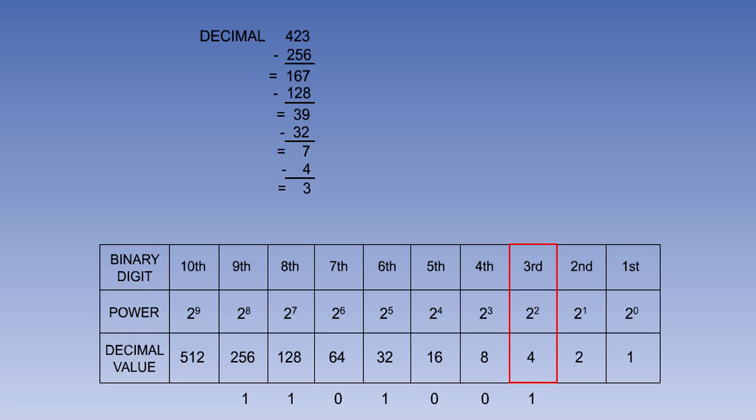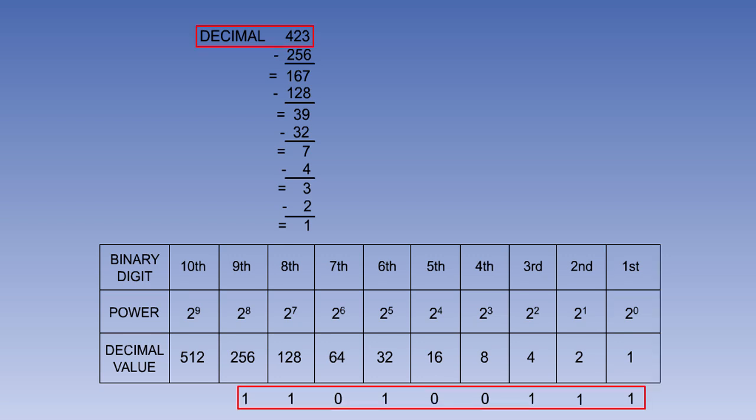7 minus 4 is 3, which is greater than 2, so a 1 goes under the 2nd column. 3 minus 2 is 1, so the 1st column gets a 1.